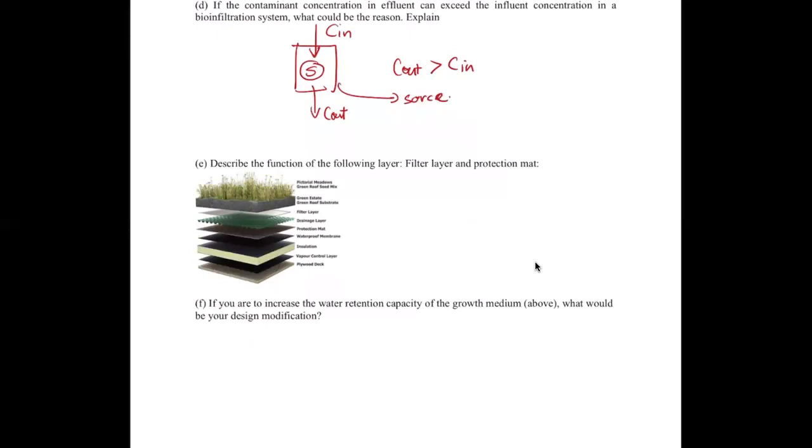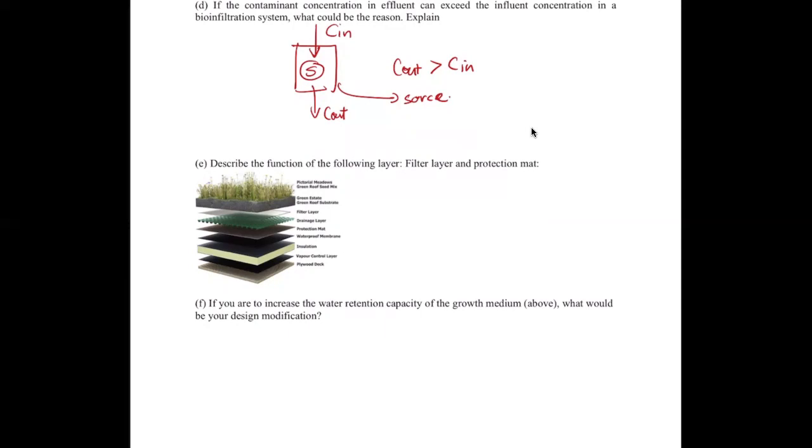Next one, describe the function of different layers. Again, this is a picture, so you can see those. Excuse me, Professor? Yes. Would you mind explaining part D again? I didn't quite understand. Okay, so the question was, if the contaminant concentration in effluent, meaning what's leaving the system, is more than what is coming into the system, what could be the reason behind that?